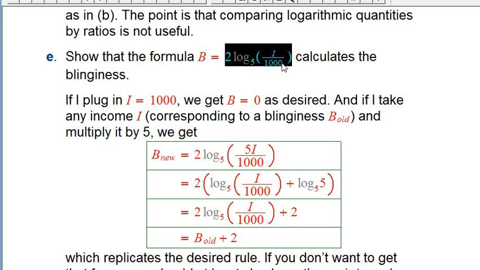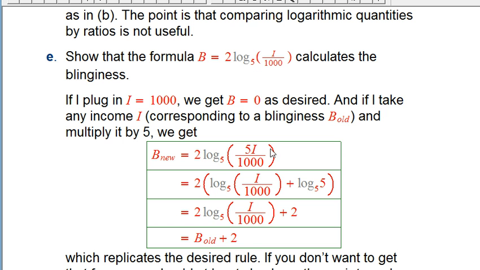So you can really take it apart. If you don't trust that kind of reasoning, you can just plug in a couple of values. Or maybe one of the best ways of reasoning it is plug in 1,000 and you get b equals 0, because 1,000 over 1,000 is 1, and log base anything of 1 is 0.